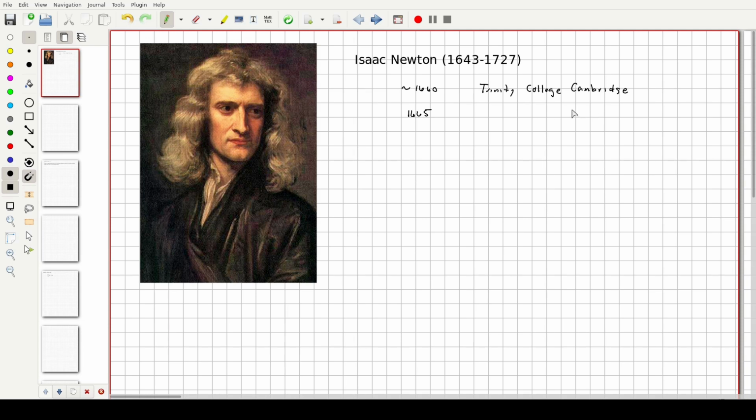Now, in 1665, Trinity College closed because of an outbreak of the Black Plague. Newton had just graduated with his bachelor's degree, and he was focused on graduate work, primarily dealing with picking up the mantle of Galileo. We're going to talk about that in a moment. What I'd like to do, real quick, briefly at least, is talk about the Black Plague.